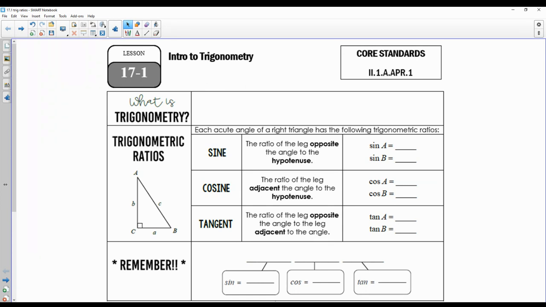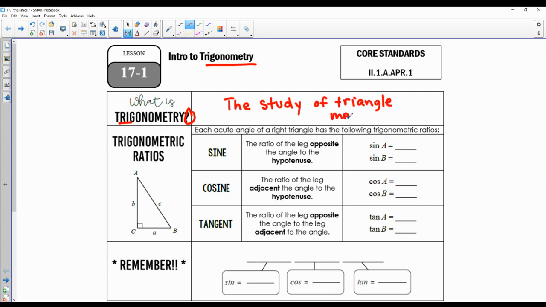This week, the unit that we're going to be focusing on is called right triangle trigonometry. So, the first question that we're going to ask here is, what is trigonometry? Sorry, my computer keeps glitching here. But trigonometry is basically the study of triangle measurement.